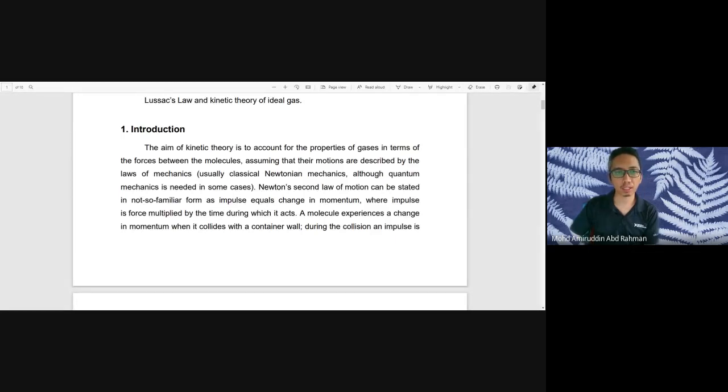But it is stated in a not so familiar form: impulse equals change in momentum, where impulse is force multiplied by the time during which it acts. So we also consider the momentum here. During lecture time, we didn't consider momentum. Here we are going to apply Newton's second law of motion, considering momentum. The gas molecule will experience a change in momentum when it collides with the container wall.